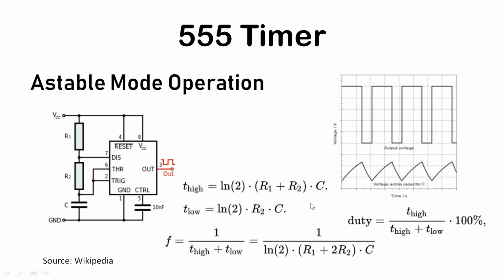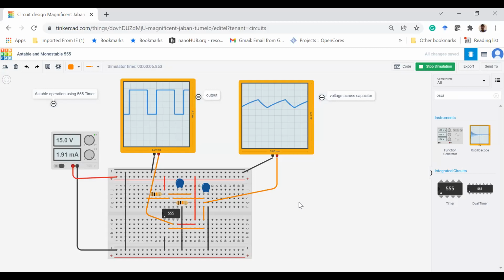using this formula. Also, you can calculate it theoretically, and you can calculate what error you are getting from this. So this is all about astable operation using the 555 timer. You can change the value of R1 up to this capacitor. Of course, the frequency of oscillation will change.